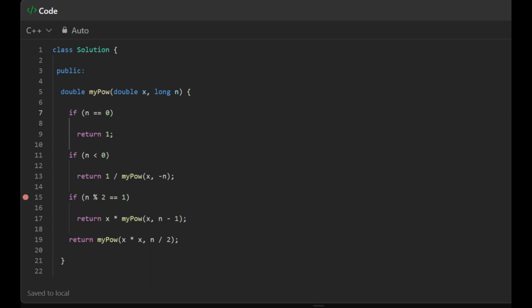So, by implementing this recursive approach, we can efficiently compute x raised to the power n for both positive and negative exponents, significantly improving the efficiency compared to the brute force approach. So, that's all about this problem.